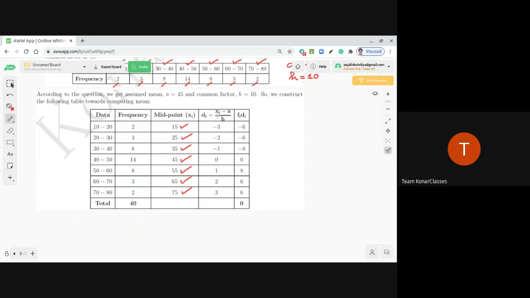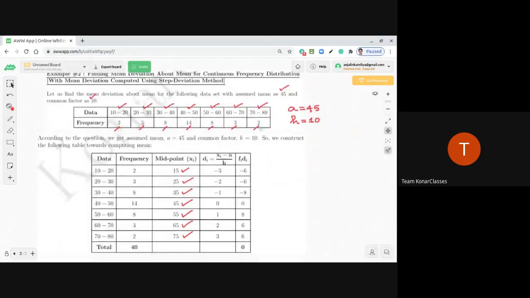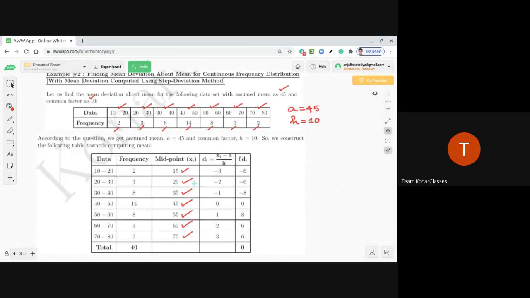Then, according to the shortcut method, we first need to find di. If you remember, dear students, on the previous page I explained what di is. di is xi minus a, divided by h. If you know xi and you know a, that is 45, you subtract and divide by h, that is 10, and you will get these values. These are the values of (xi minus a) by h.